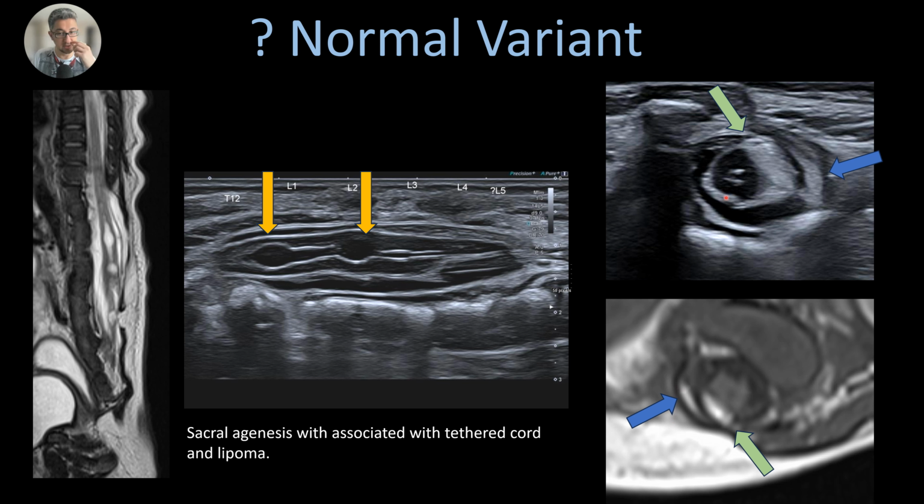The same side, the patient is prone in the ultrasound, that's why we see it on the other side. We see the lipomas, and here on the MRI you can see the cysts. So when calling a normal variant, everything else should be normal.